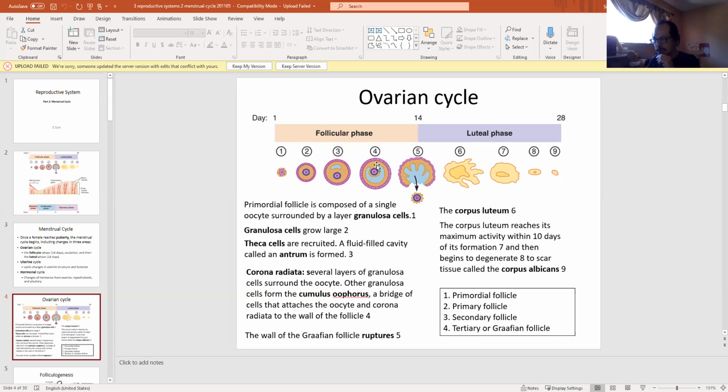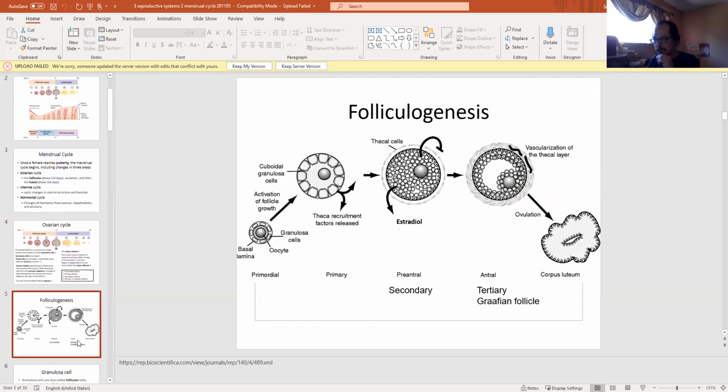With this one, it includes some portions we need to know. It includes the corona radiata. Do we have a corona radiata? It doesn't show it here.